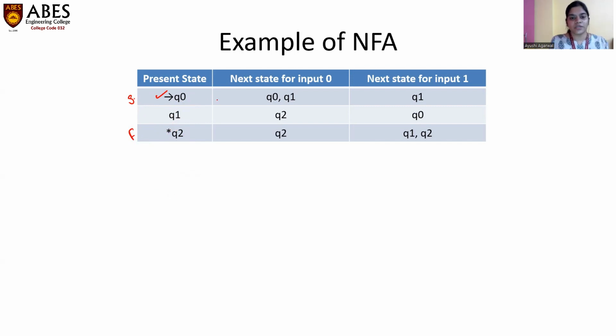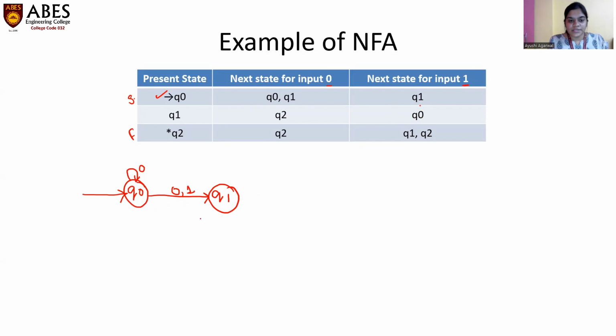Now let's follow each row one by one and draw the NFA for this transition table. So first we have state Q0, which is our initial state, so obviously we will represent it with an arrow. Now from Q0, by reading input 0, we are moving to state Q0 and Q1. With input 0, moving to state Q0 and state Q1. Now, with reading 1, it is moving to state Q1. So we'll write it like this.